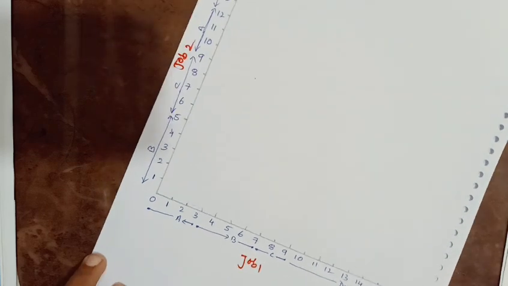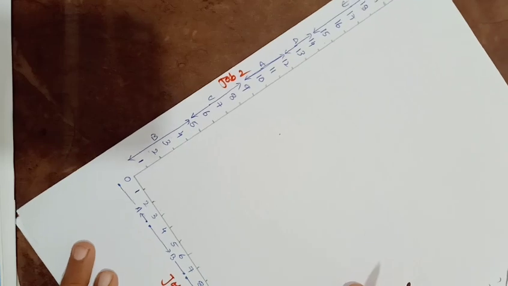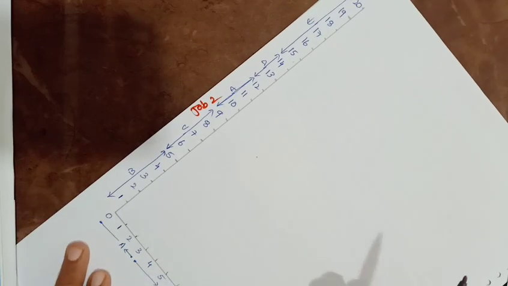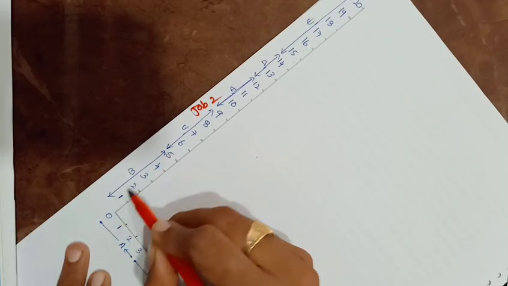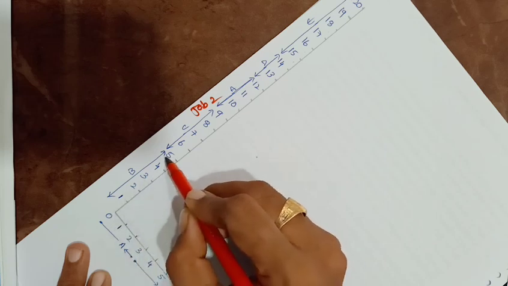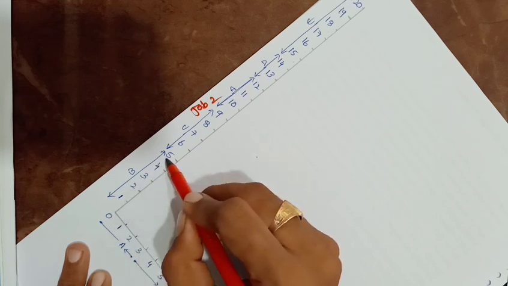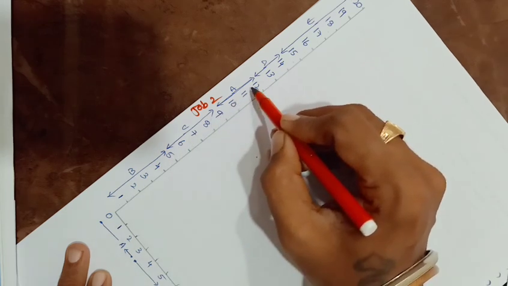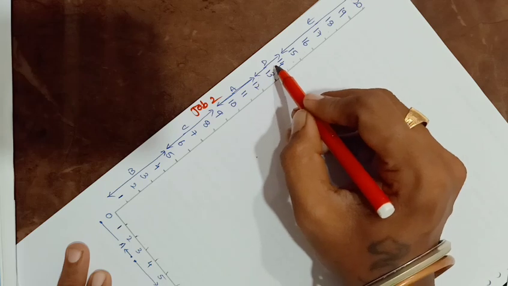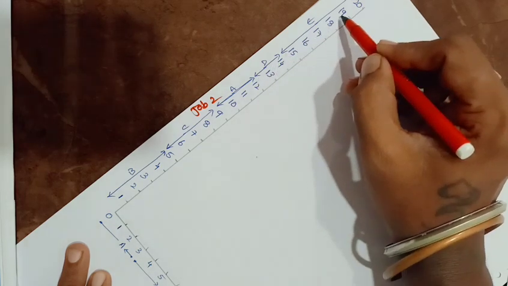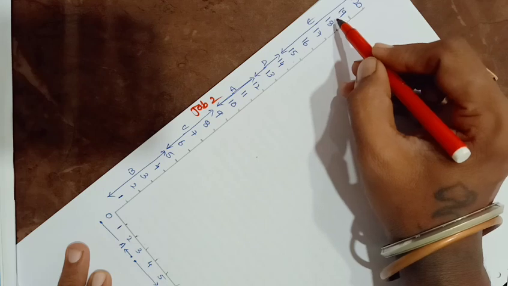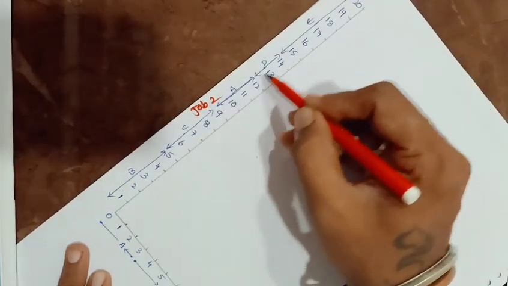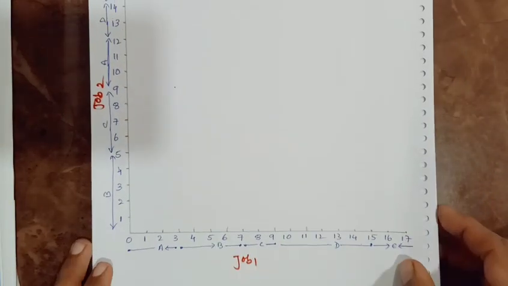In the same way, in job 2, B is taking 5 hours, that is 0 to 5. C is taking 4 hours, A is taking 3 hours, D is taking 2 hours, and E is taking 6 hours. So the scaling has to be done based on the job sequence.